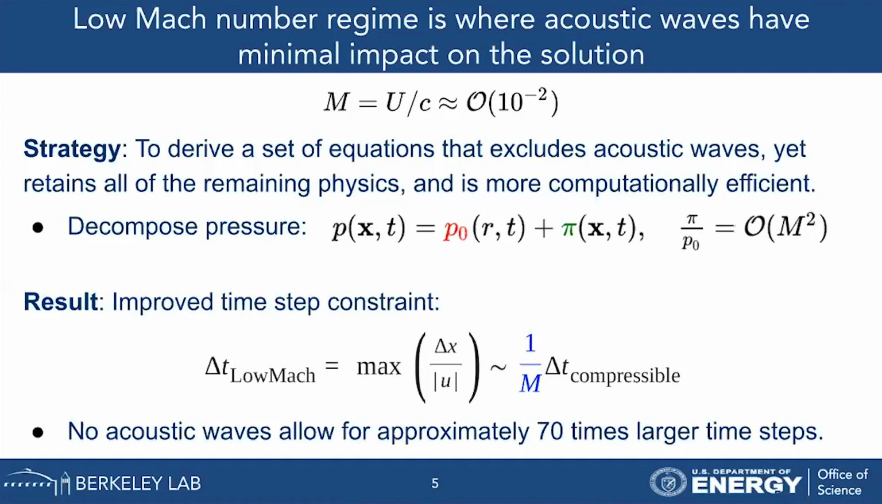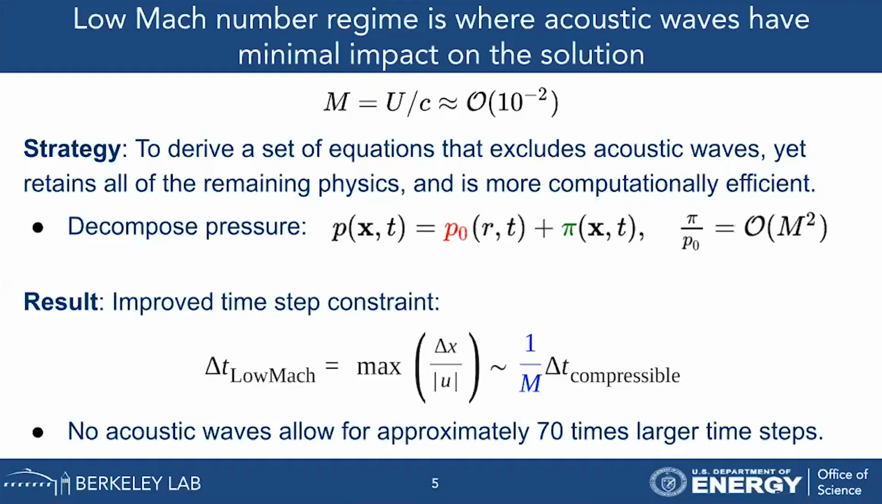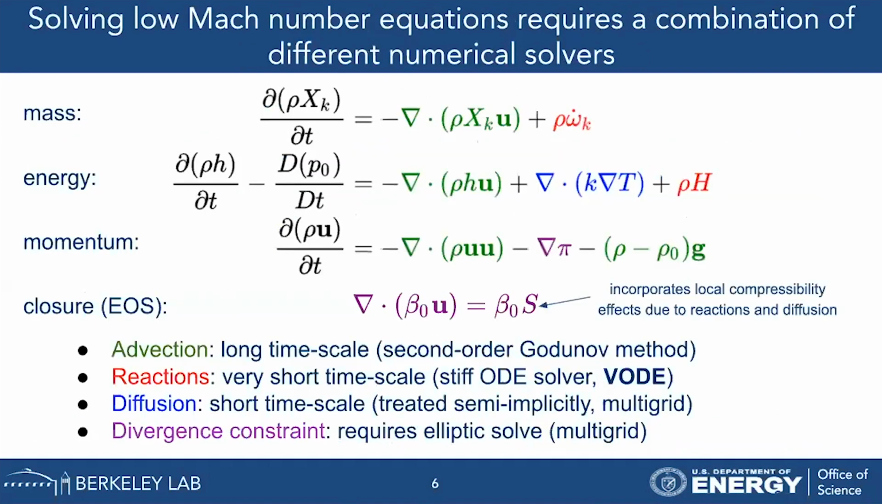And then we also have a perturbational pressure, pi, where pi over p naught is on the order of Mach number squared. And so after we substitute this approximation into our governing equations, what we get is an improved time step that's only dependent on the velocity and is about a factor of 1 over M larger than the compressible time step. So in practice, removing the acoustic waves allows for approximately 70 times larger time steps for MaestroX. So here are the low Mach number equations.